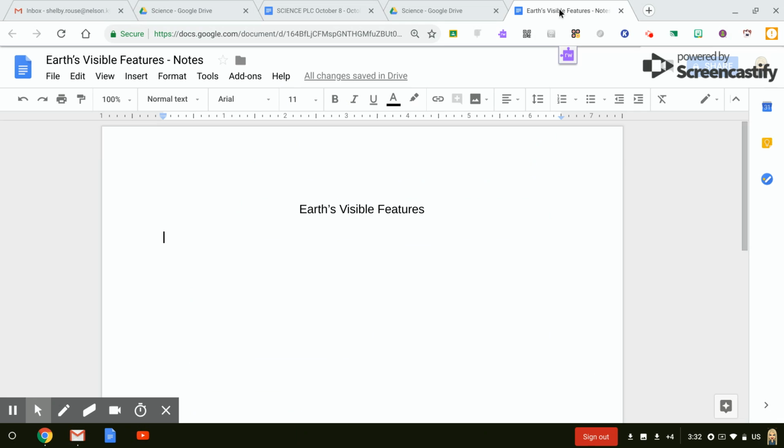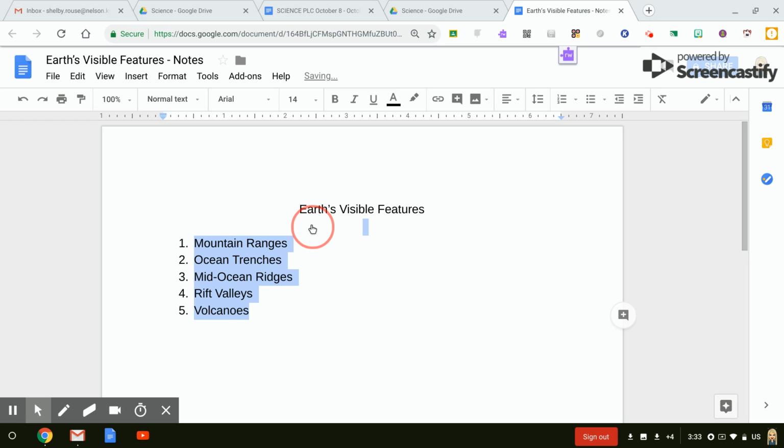If you'll go to your notes page and add 5 visible Earth features. First we have mountain ranges. Next we have ocean trenches. Third we have mid-ocean ridges, and we will talk about what each of these can be defined as and what causes this to occur. Fourth, we've got rift valleys. And finally, volcanoes. Some of those you may be a little more familiar with than others, and that's okay. We're going to learn a little bit more about each of those.